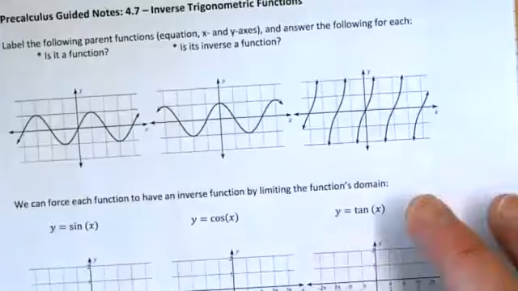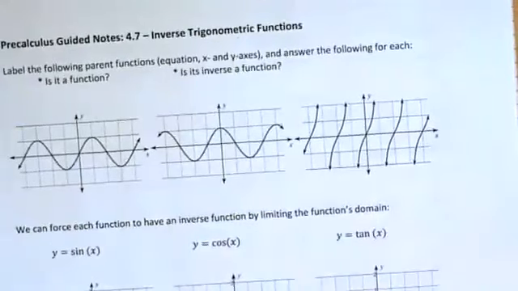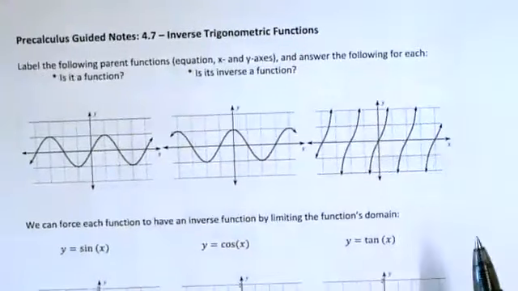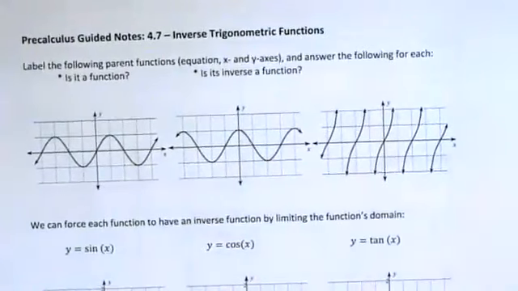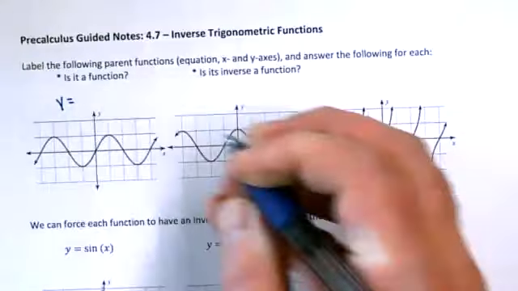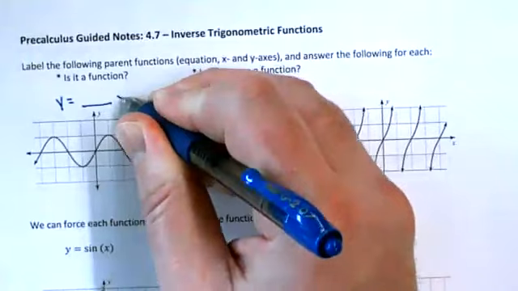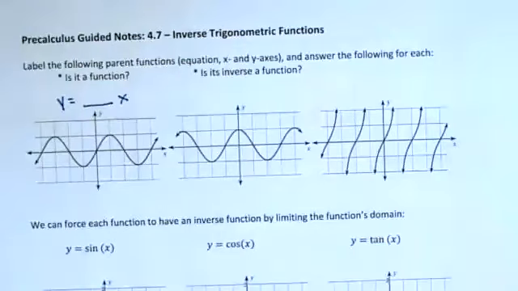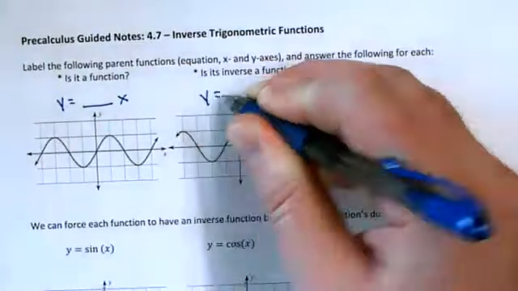Okay. 4.7 is all about inverses. So first thing I want you guys to do is look through these three functions here. If these are parent functions, can you write me an equation for each of these? Y equals, it's just going to be something x. I just need you to know whether it's sine, cosine, tangent, secant, cosecant, or cotangent. You guys write me some equations for these three.